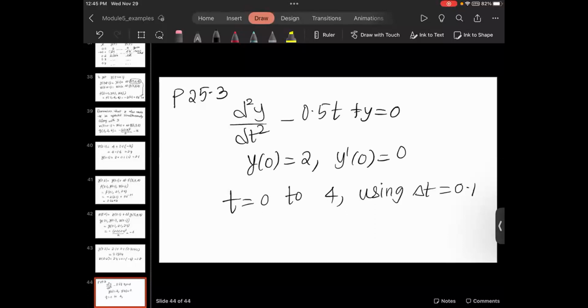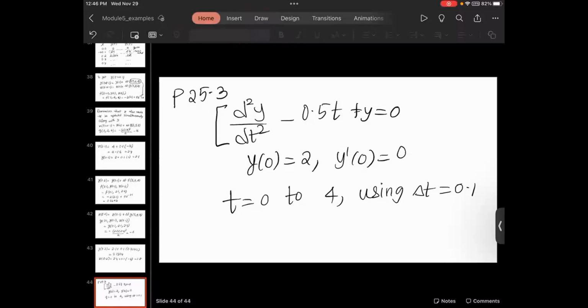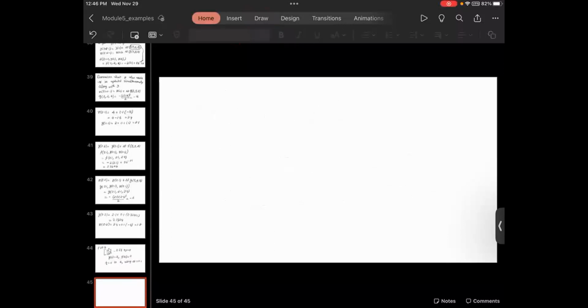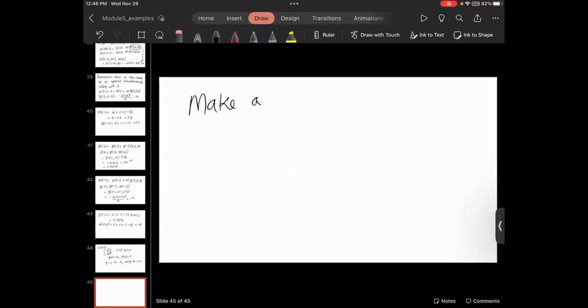We are not going to, of course, do 40 manual calculations here or in the exam, but I want you to just see how we reduce this second order ODE into 2 first order ODEs. That's the main point here. Okay, so step 1 is to make a substitution: dy over dt equal to z.